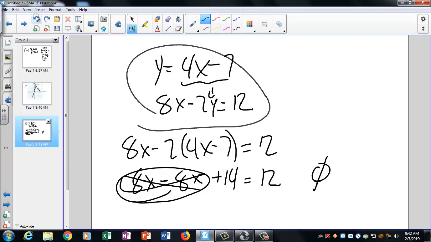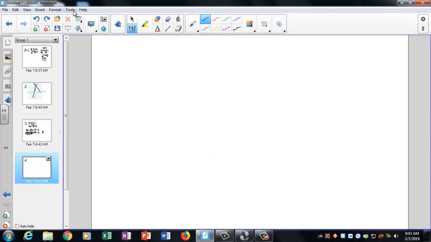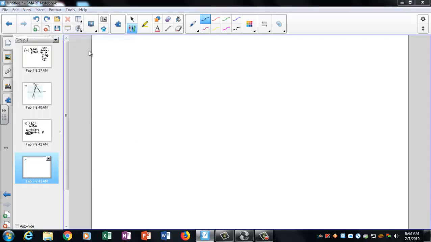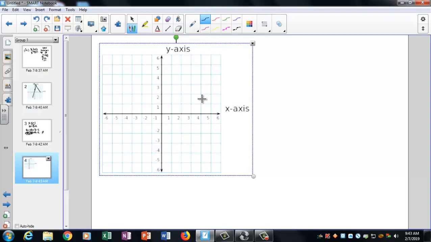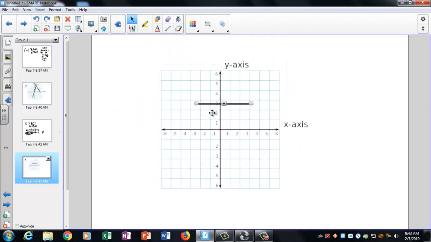If we were to graph that, what does it look like? So here's what we're going to do. We're going to go Tools, Insert, Picture, Graph. Oh, we're going to undo. Don't play with me. What are you doing?